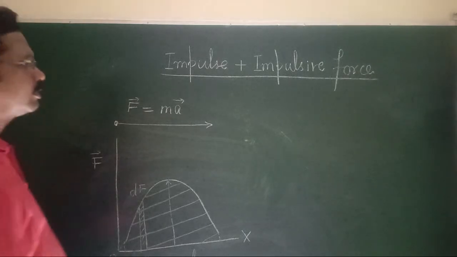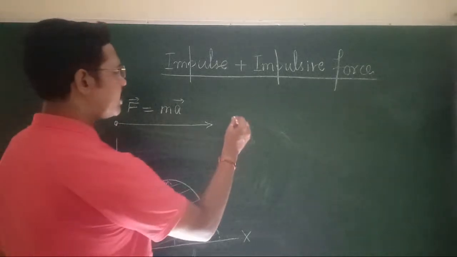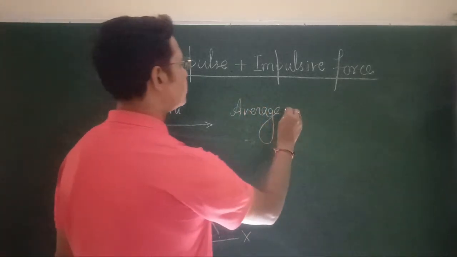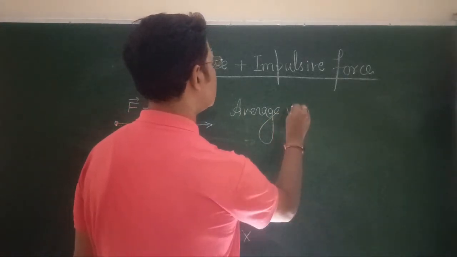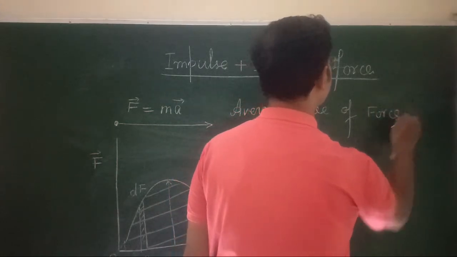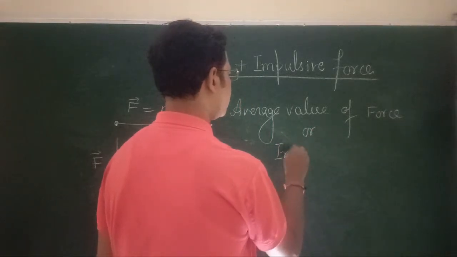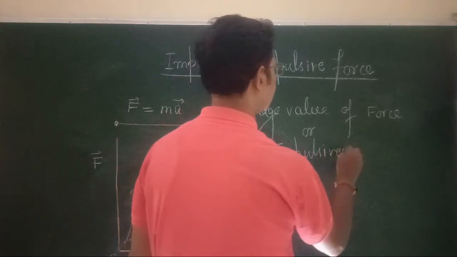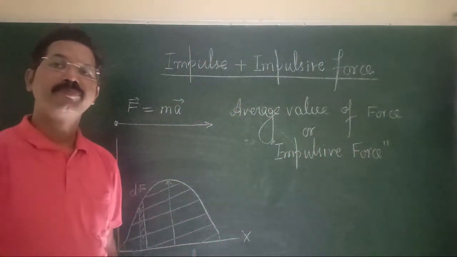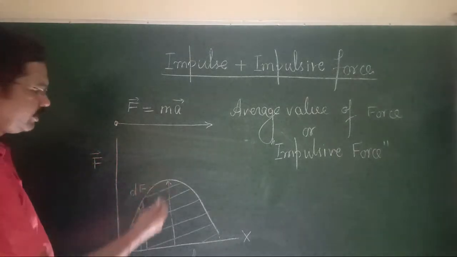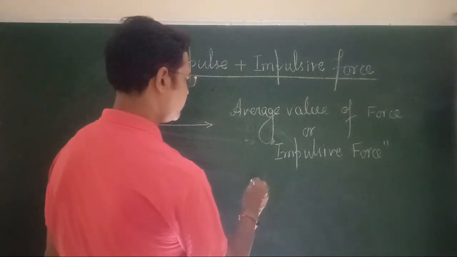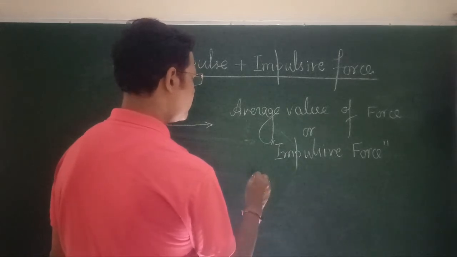So I want to know about the force. I am writing here the average value of force. You can say this is impulsive force. So how can you calculate the average value of the impulsive force? You know the area of this graph can indicate the impulsive force. So this is force average, or this is impulsive force.